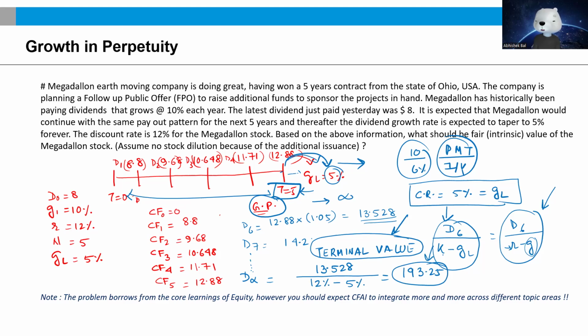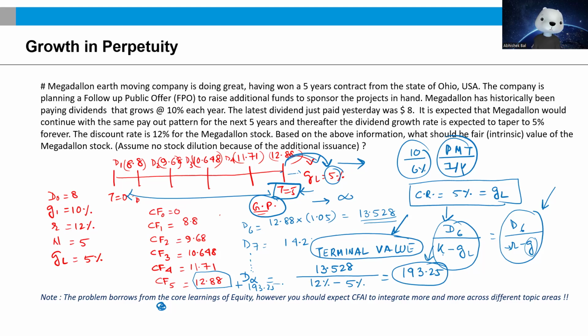All right. So what did we find out? We found out the terminal value of the equity of Megadolon at the end of year 5 to be 193.25, because beyond that, a constant growth period of 5% ensues in the dividend. Okay. So what has that got to do with my cash flows? Well, my cash flow has now just become modified because the CF5 is now not only the dividend portion of 12.88, but also the terminal value, which happens to be 193.25. The rest of the math is pure easy.